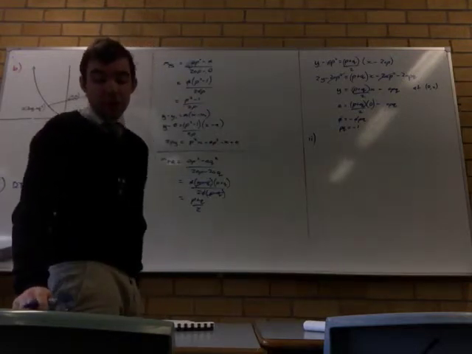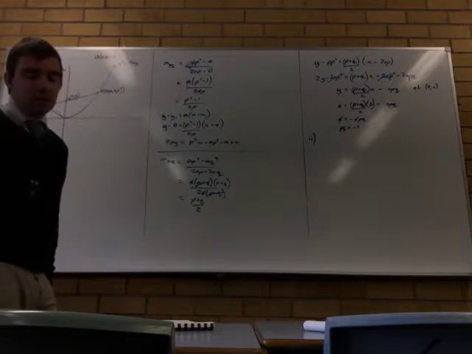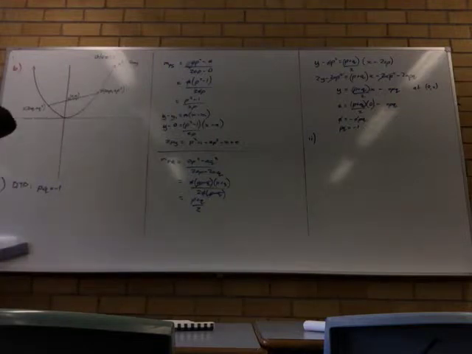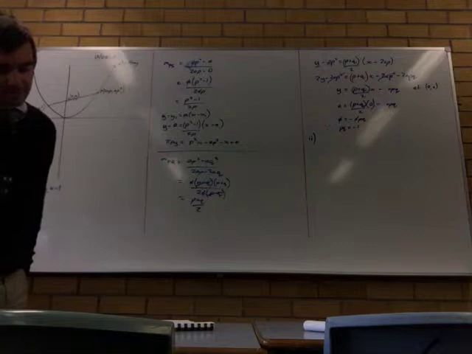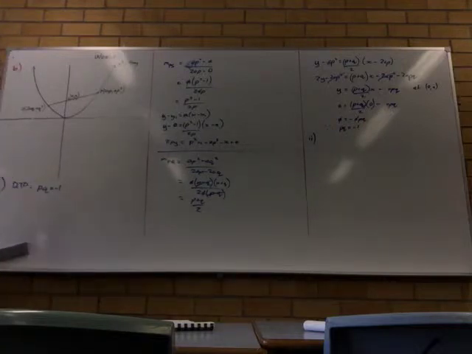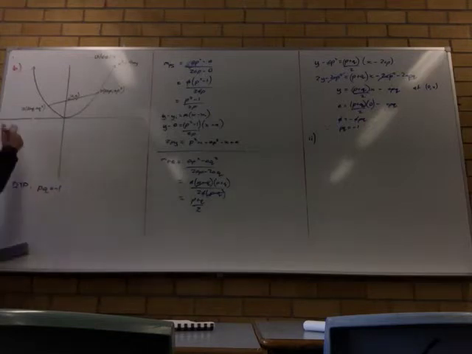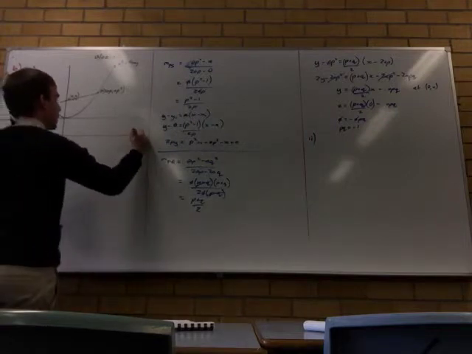Show that the point of intersection of the tangents at P and Q lies on the line y equals -a. Okay, so how am I going to do that? Thinking about it: the point of intersection of the tangents at P and Q lies on the line y equals -a. Find the equation of the two tangents, and then solve them simultaneously to get the intersection. Okay, so that's y equals -a.